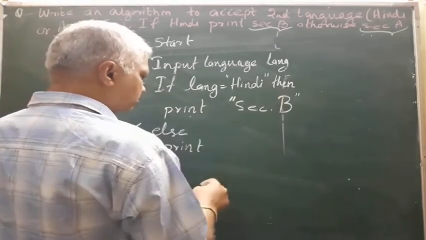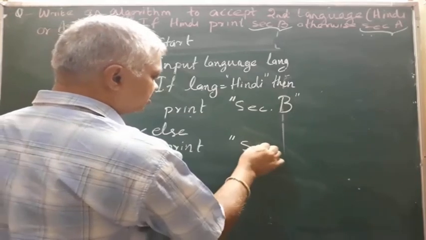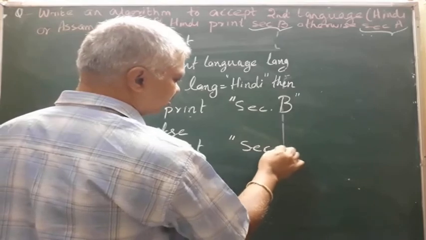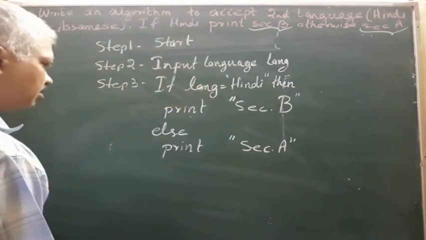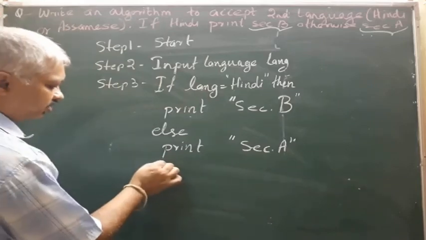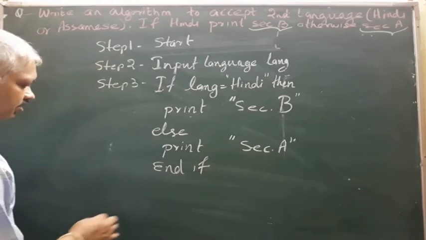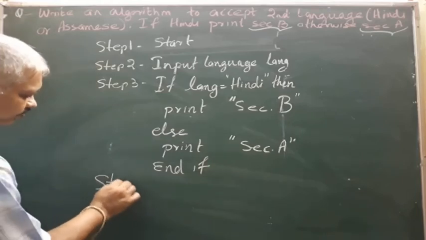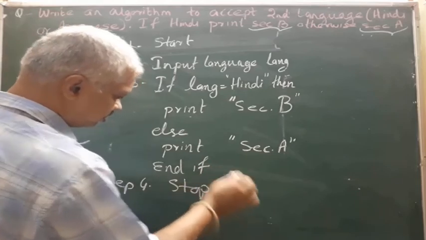Okay, I'll write within double quotes this also. Let us make it a, you also make it a habit, section A. Then end if, and then step 4, stop.